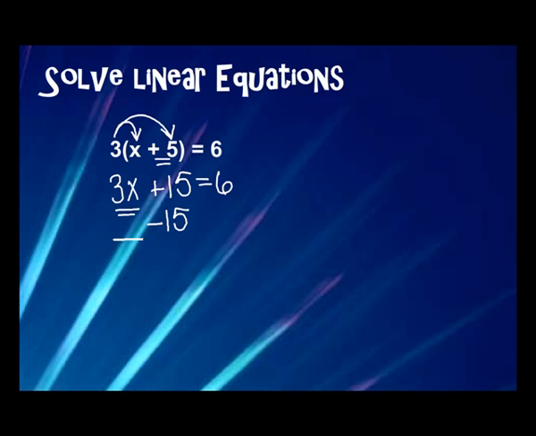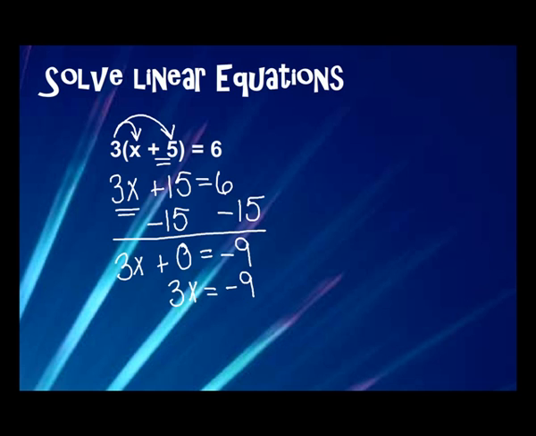But remember, I need to keep the equation balanced. So whatever I do to the left side of the equal sign, I have to do to the right side of the equal sign. So I have to subtract 15 over here too. So when I add down, I get 3x, 15 minus 15 is 0, equals 6 minus 15 is negative 9. Now 3x plus 0 is simply 3x. So 3x equals negative 9.